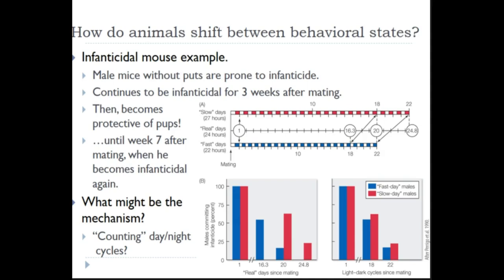Somehow their brain is counting how many times they have gone through a dark versus a light period, not the actual hours that have passed. That doesn't seem to be what they're tracking.